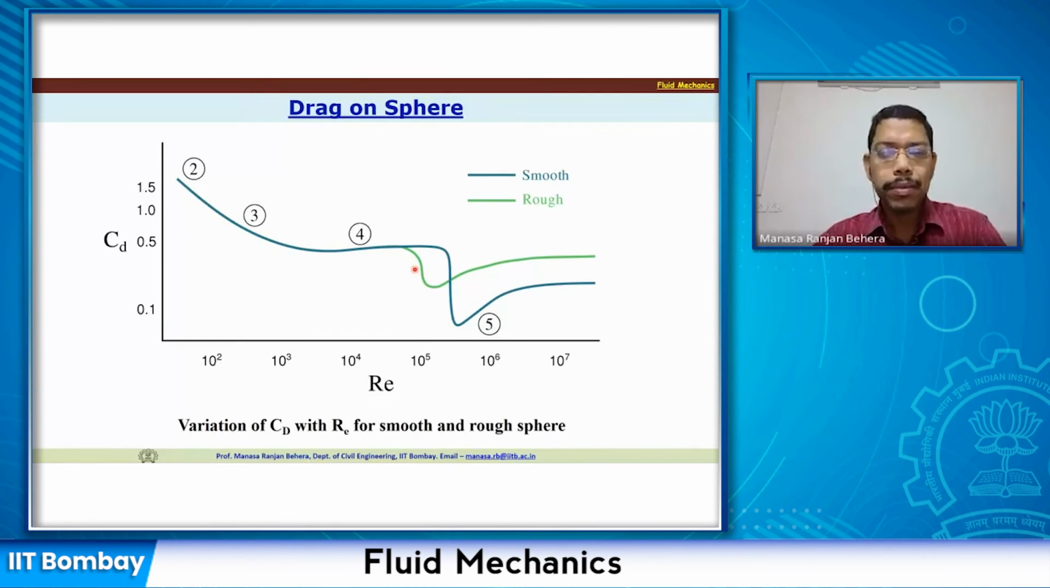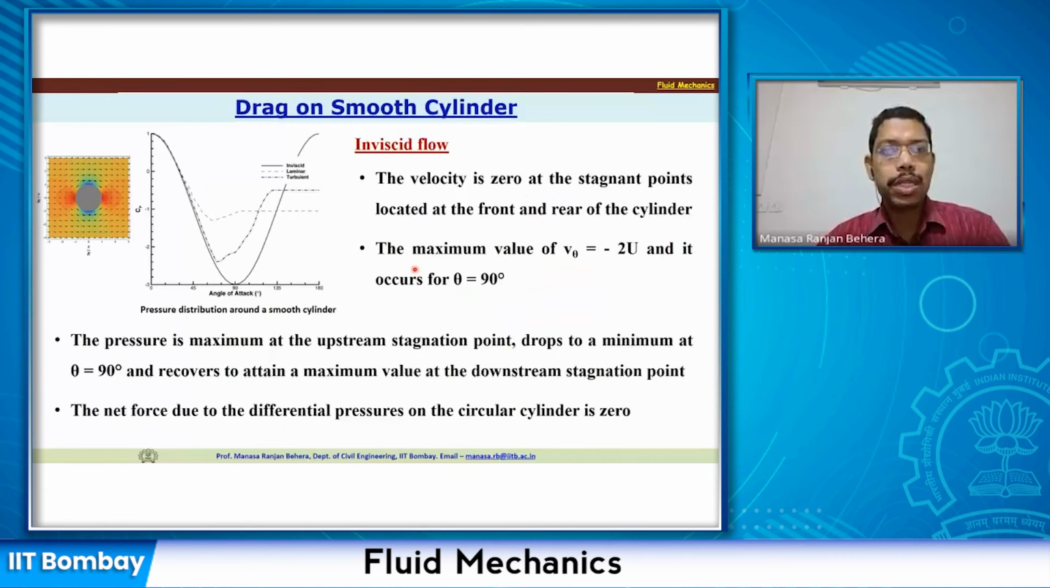Okay, all right. So now similarly we can also see drag on smooth spheres. I will not take much time on this, but we'll quickly move on. So for the drag on a smooth sphere, we can first look at the inviscid flow, then we'll go to the viscous flow.